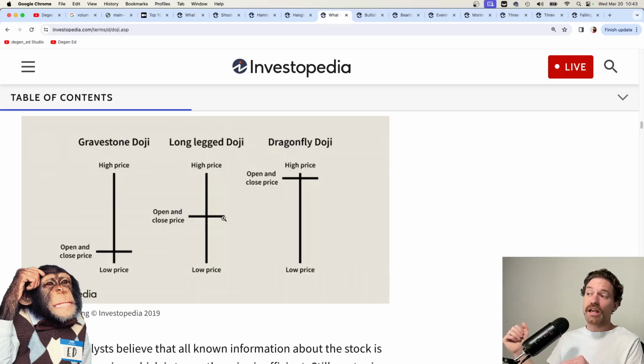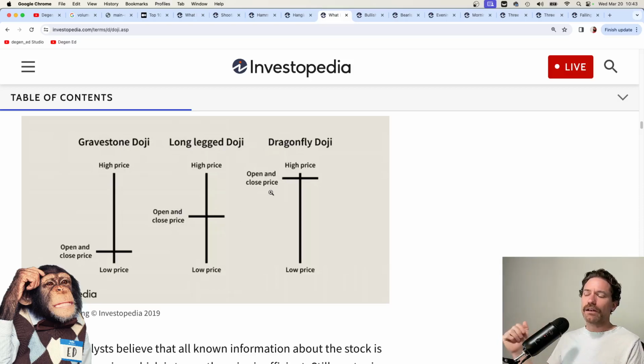So that would suggest a potential reversal or really, just indecision because sellers are exiting up here, buyers are entering down here, pushing the price up, sellers pushing the price down, and so that really does suggest indecision.